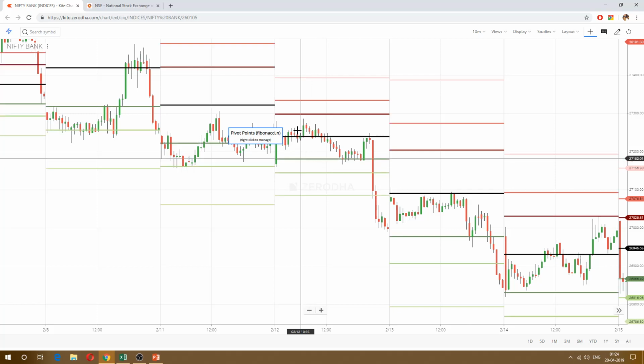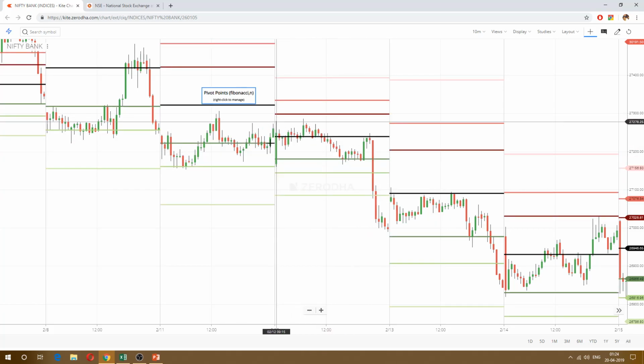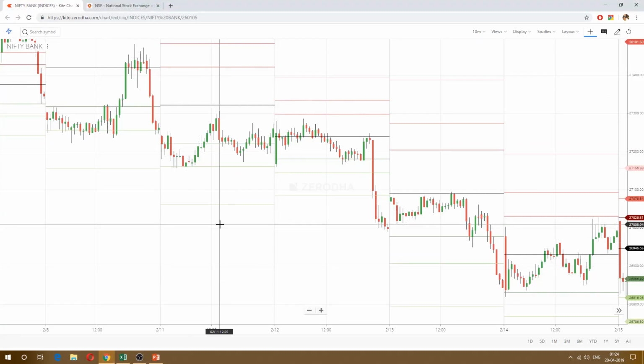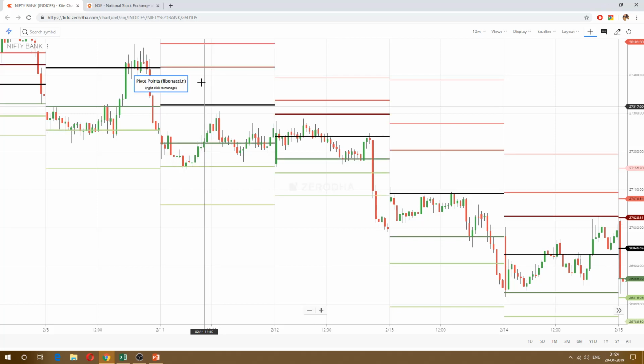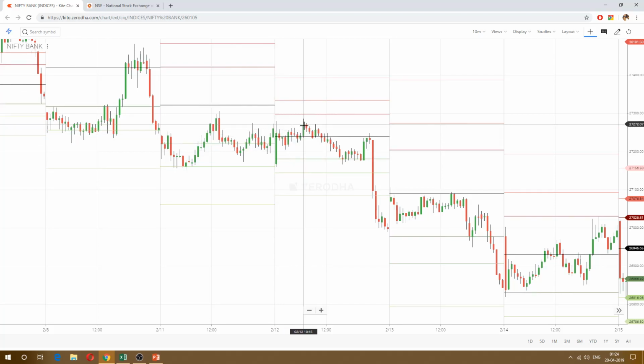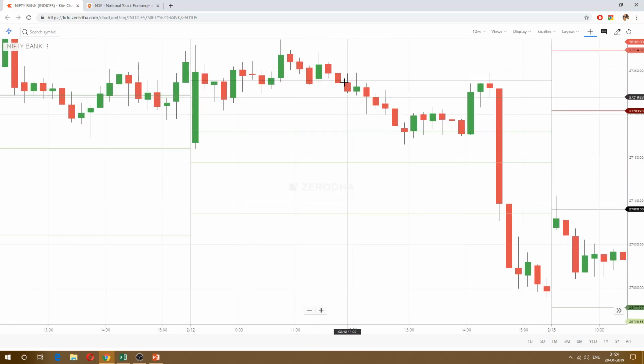So 12 February was a trending day. We know that price is going to move in one direction or the other. See what happens here. The market opens, it is trading around the pivot, then it goes below the pivot. Support is breached here, but it was just trading around the pivot.